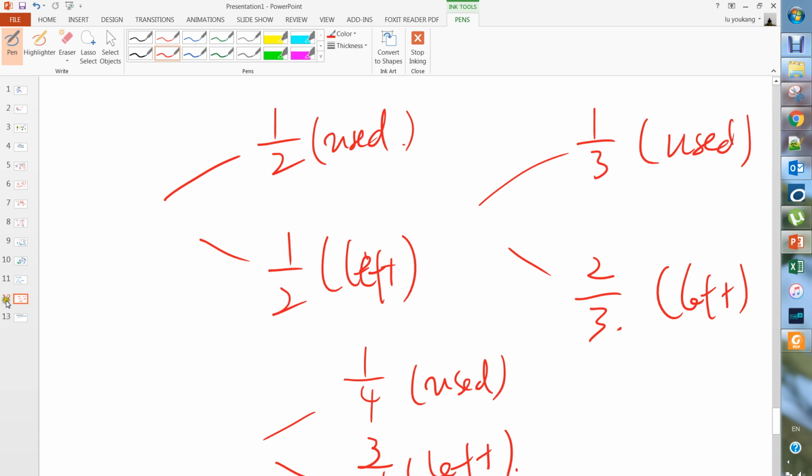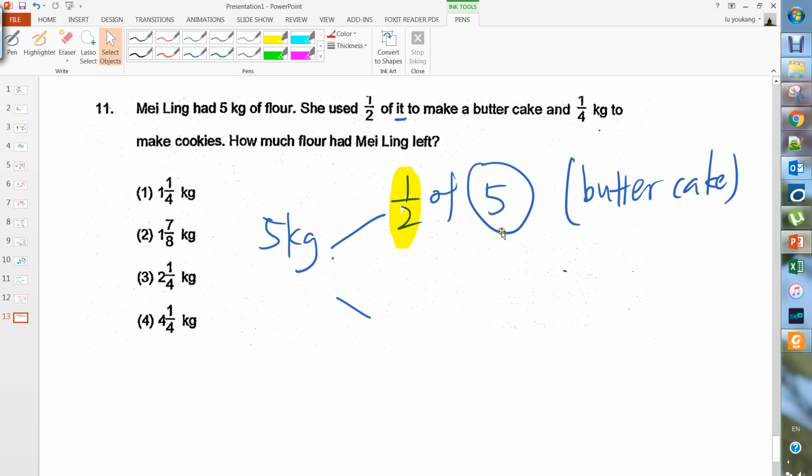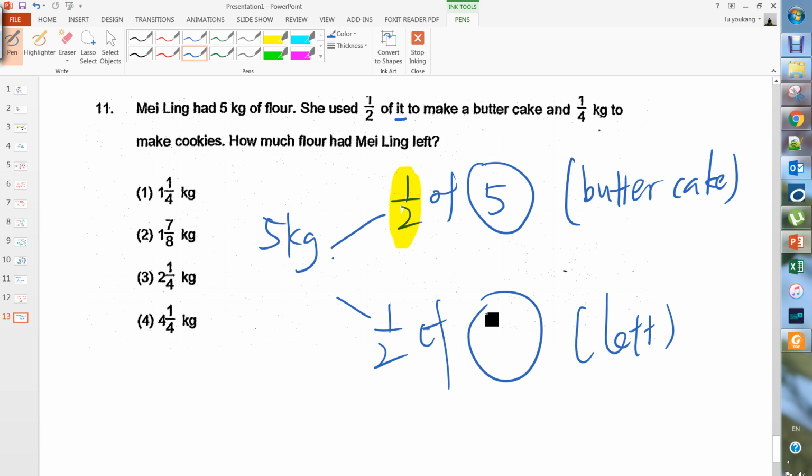So similarly, if I come back to the question, half of 5 is used, so that means half is left, right? So half of what is left? There is only one number, which is 5. The reason is the head of the branch is 5. Half of must go back to the head of the branch. So half of 5, what's the value? Half of means what operation? Times 5. So what's the answer?